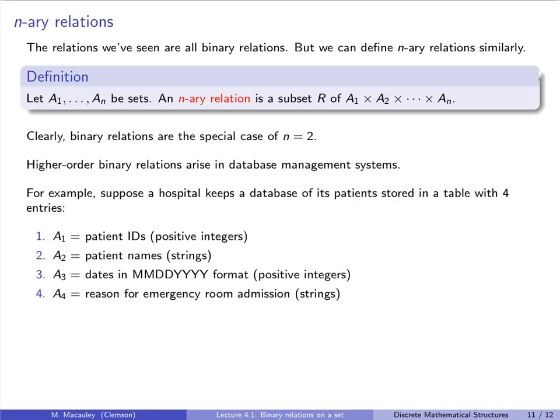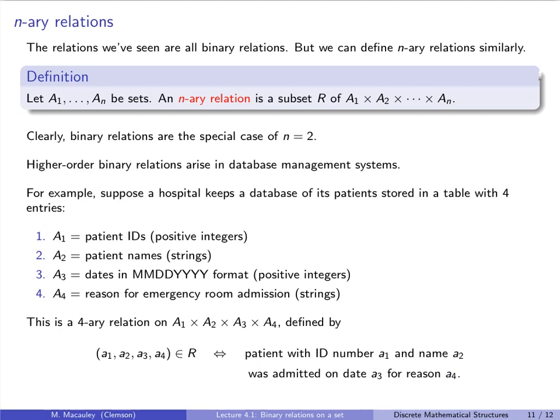For example, suppose that a hospital keeps a database of its patients stored in a table with 4 entries. A1 is the patient ID, which is, suppose, a positive integer. A2 is the patient name, say first name and last name, which is a string of characters. Suppose A3 is the date that they arrived, which is a string of positive integers, if it's in month, month, day, day, year, year, year, year format. And A4 is maybe the reason for emergency room admission, which is a string.